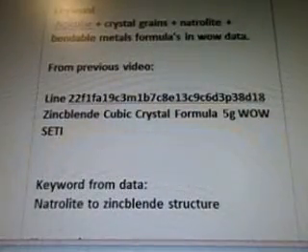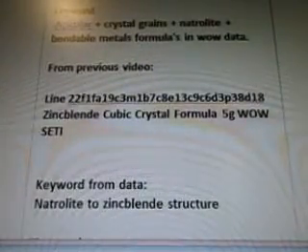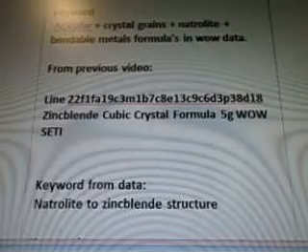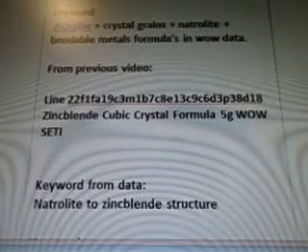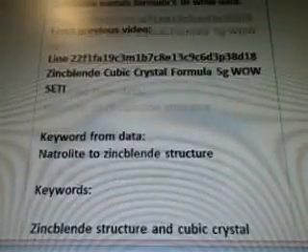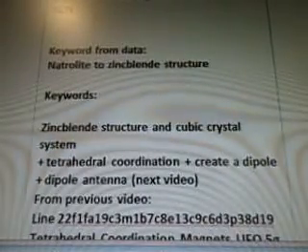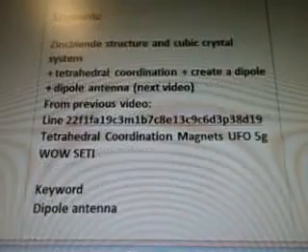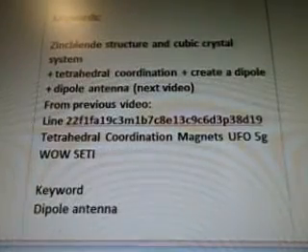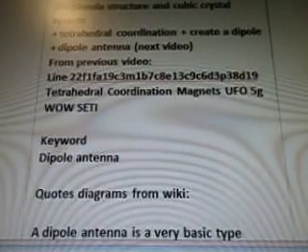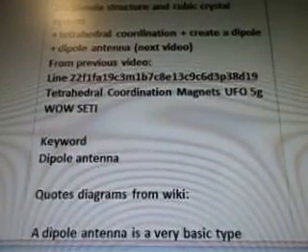And that's in the previous video of line 22f1fa19C3M1b7C8E13C9C6D3P38D18. Zinc blend cubic crystal formula 5G Wow Seti. So the keywords from the data were natural light to zinc blend structure. Okay, so zinc blend structure and cubic crystal system plus a tetrahedral coordination create a dipole and dipole antenna will all be in the next videos.